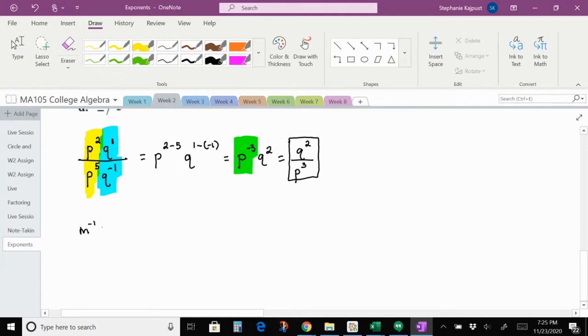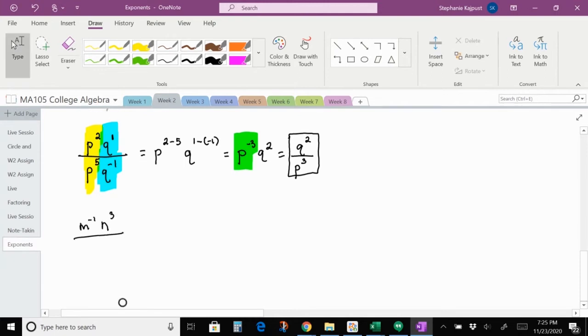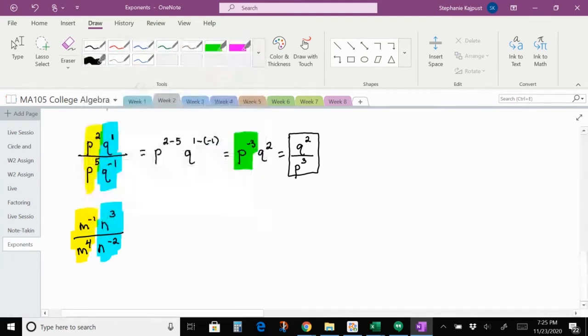Here's another example. Very similar, but different numbers and variables. So we have m to the -1 n cubed, and then m to the 4th and n to the -2. So again, the m's are going to be grouped together. The n's are going to be grouped together, and then we're subtracting exponents.